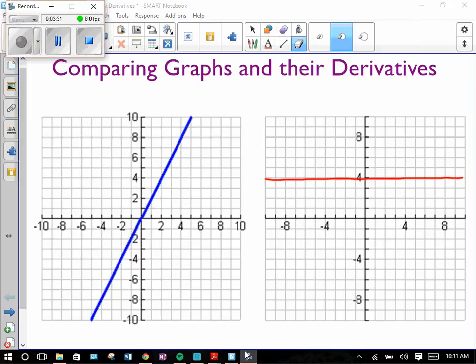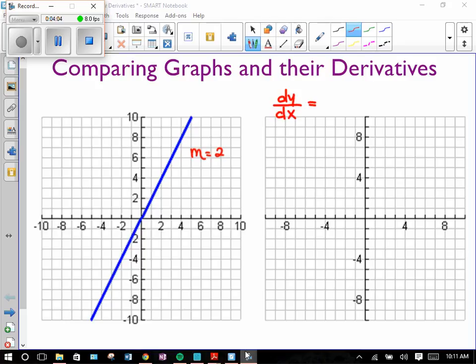Now I'm going to erase this because this actually isn't the graph of that. You can find the slope of this real easy. We go up 2 over 1, up 2 over 1, up 2 over 1. So the slope of this line right here is equal to what? 2 over 1, 2. So the slope is that, right? So the derivative, dy/dx, is equal to what? 2.